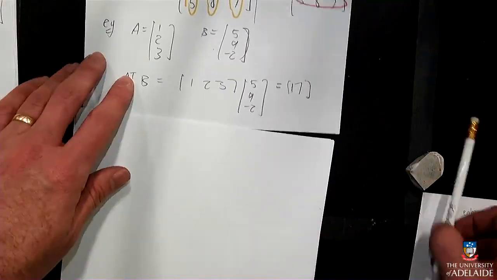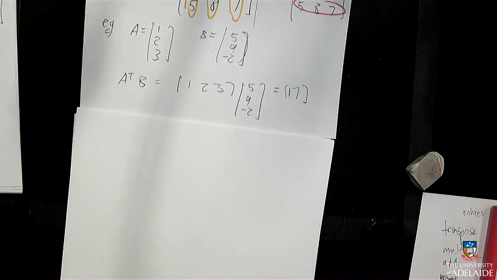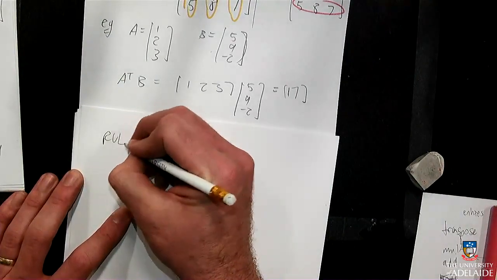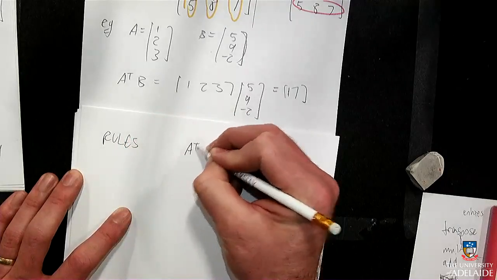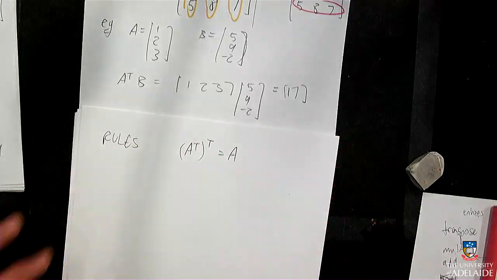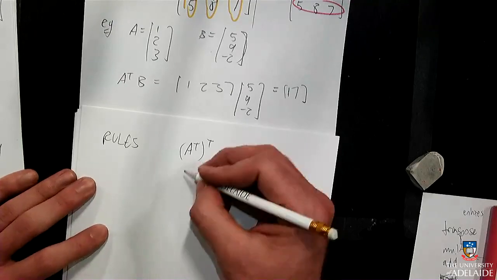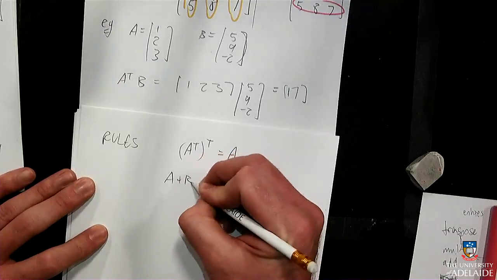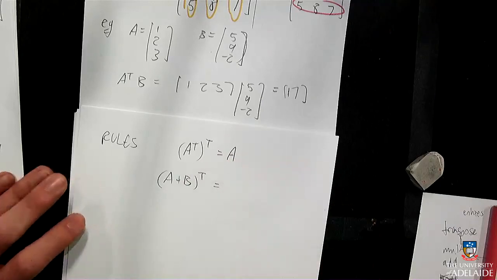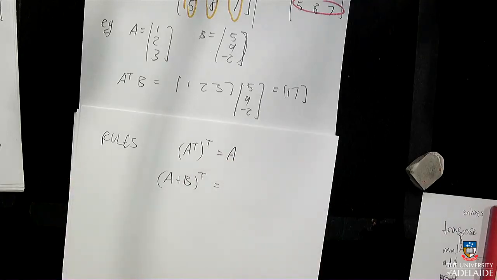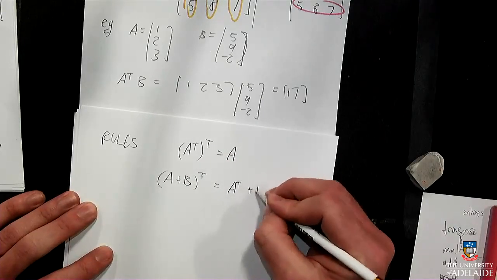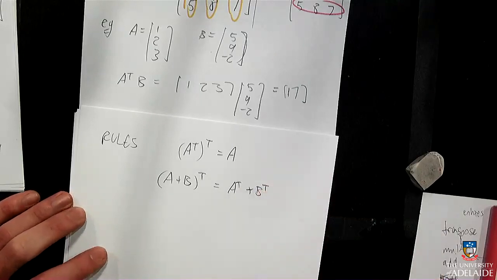Okay, so we want some rules. How does transpose interact with everything else we know? Here we go. So the first rule is if you do transpose and then you do it again, you get back to where you started. Like if you turn all the rows into columns and then turn all the columns into rows, then you're back to where you were. That's how transpose interacts with itself. If you do A plus B transpose, like you add them together and then you do the transpose, it's the same answer as doing the transposes first and then adding them together.